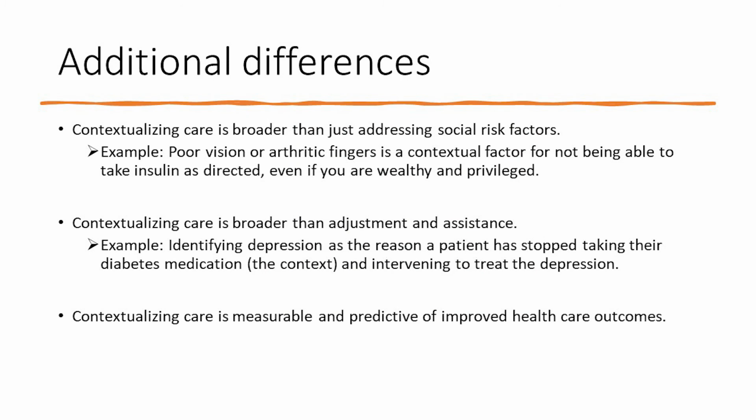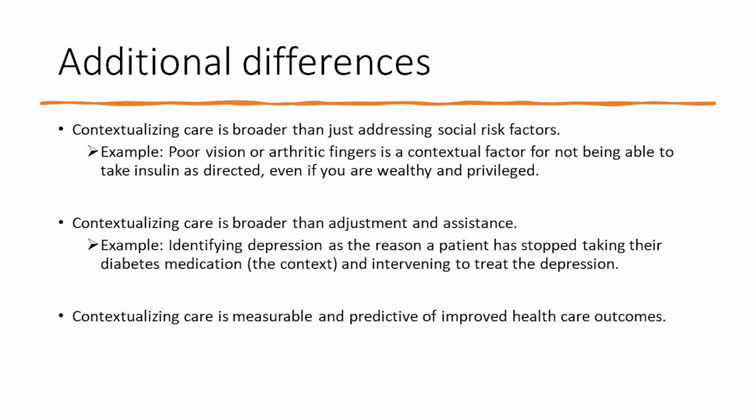There are a few other differences I'd like to highlight. First, contextualizing care is broader than just addressing social risk factors. So for instance, poor vision or arthritic fingers are contextual factors for not being able to take insulin as directed, even if you're a wealthy and privileged patient. A physician attentive to contextualizing care would address these, even though they may not be linked to social determinants of health. Second, contextualizing care is broader than adjustment and assistance.